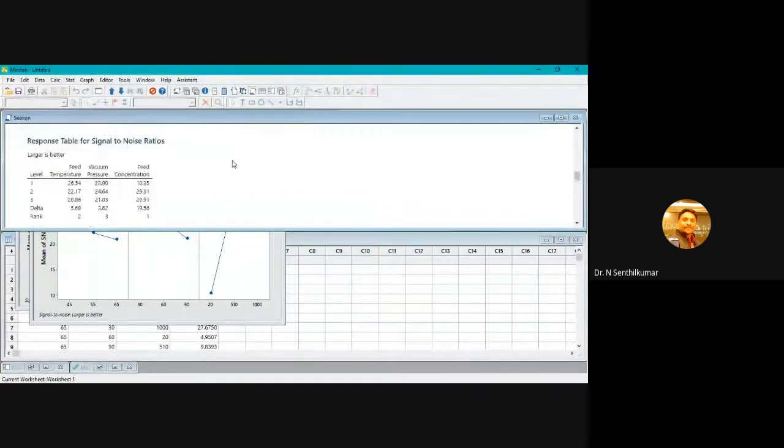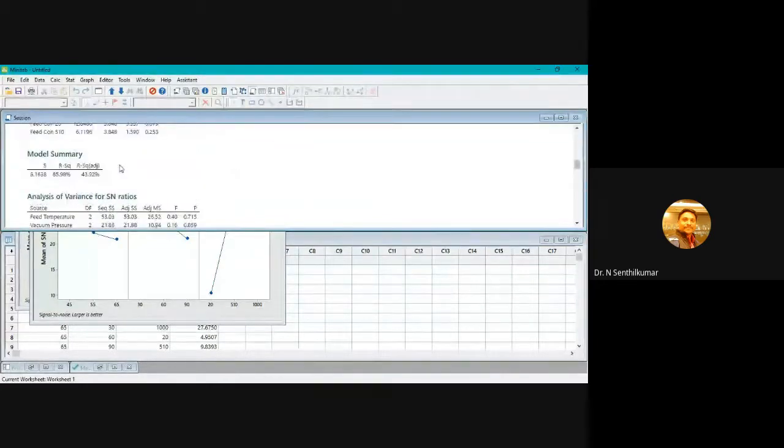Okay. So one more thing is how to determine whether the model is good or not. You can see the R square value is 85.98% and the R square adjusted is 43.92. So 85 is really good for an engineering problem. So even though we are going to do this analysis with 95% confidence interval, what we have obtained is 86% confidence interval. That is really good with the experimental conditions and that too in laboratory cases.